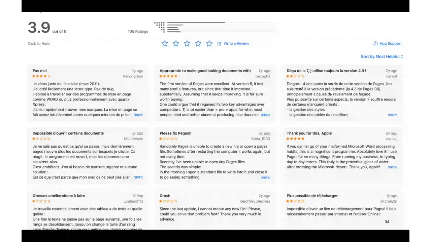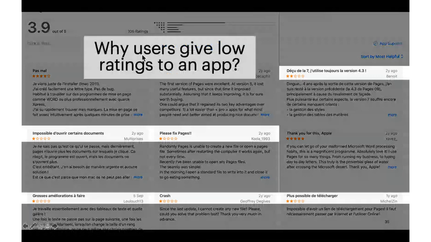Play Store reviews, Apple Store reviews, indeed. So this is an Apple Store reviews. It doesn't matter which app store it is. And here we have reviews of one of the apps. Actually, this app is Pages. So the question that the researchers wanted to answer was why do users give low ratings to an app? So here I have highlighted some of those low ratings. You see some low number of stars, 1 or 2 stars, and there is some explanation.